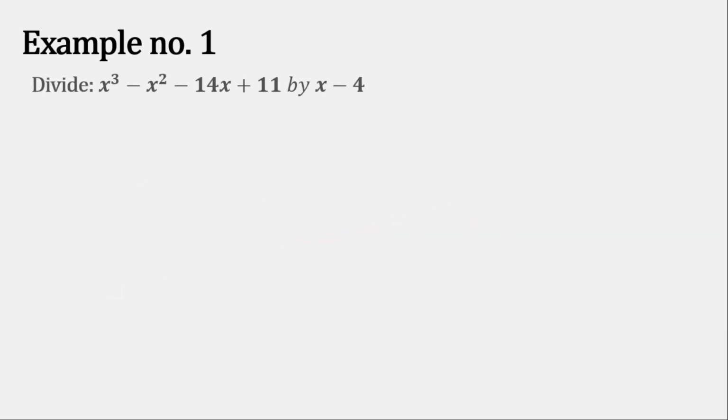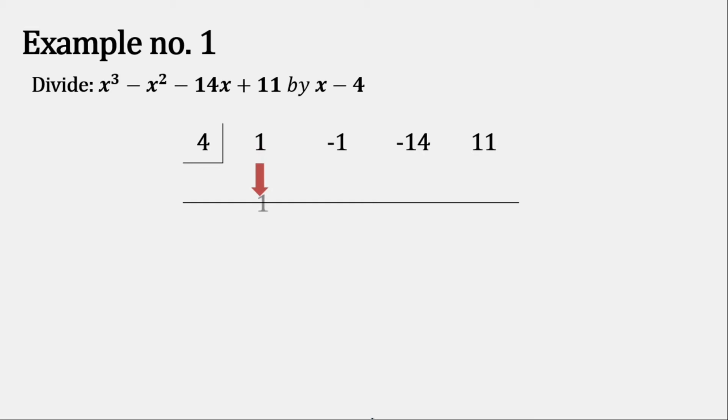We are now good with our table. So the first thing that we're going to do is to bring down the first term. Then multiply our synthetic divisor by the first term. Then put the answer on the second row. 4 times 1 is 4. Then let's add, or combine, these. Negative 1 plus 4 is 3.